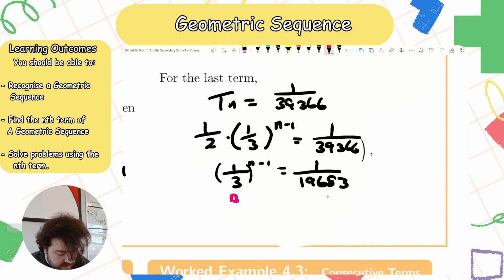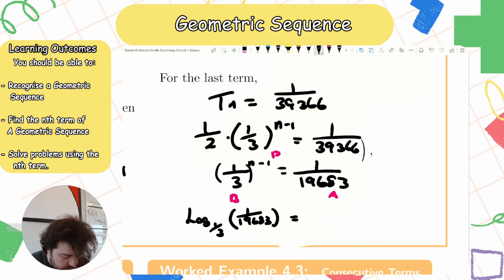I now have a variable in the power, so you need to use logs. So base, answer, power, BAP. So log base 1/3 of 1 over 19683 is equal to n minus 1.